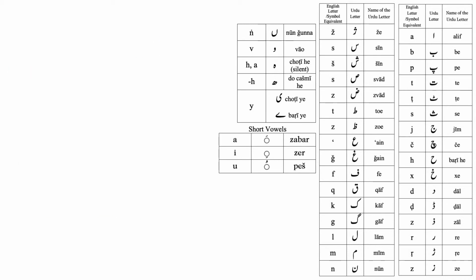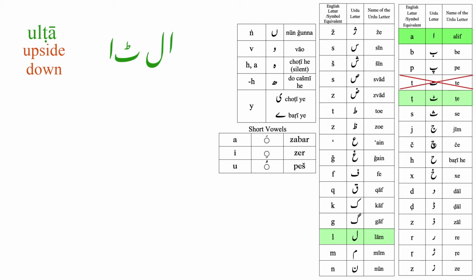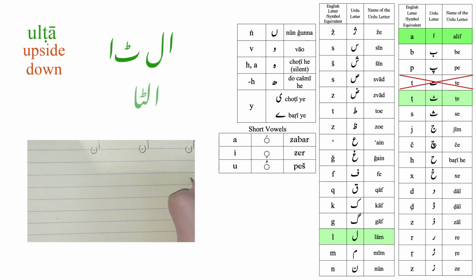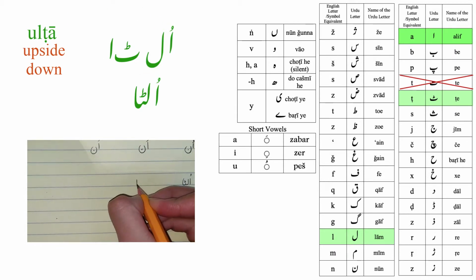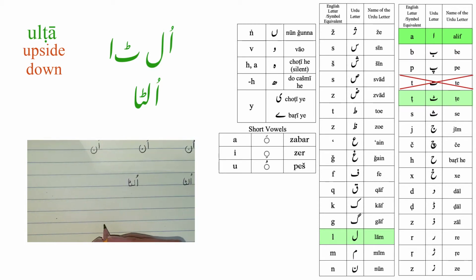Let's take a look at ulta, our final word that was introduced in the alphabet episode for alif. Ulta would be written alif, lam, te, alif. Notice it's not the soft t, it's the hard T sound. Alif, lam, te, alif. We'd place the pesh above alif, making the u sound in ulta. So those were the 3 short vowel symbols.